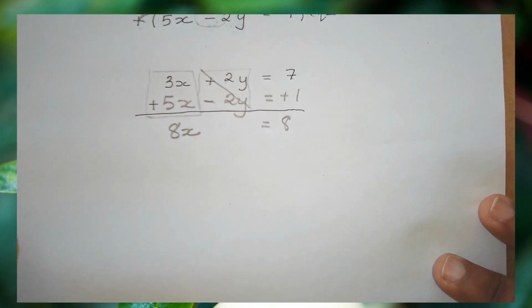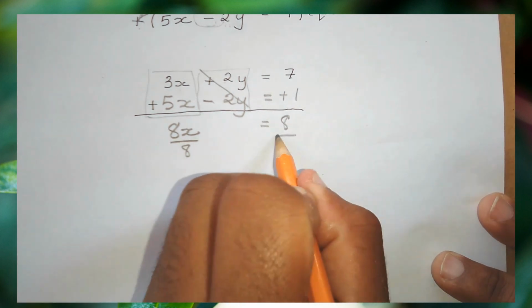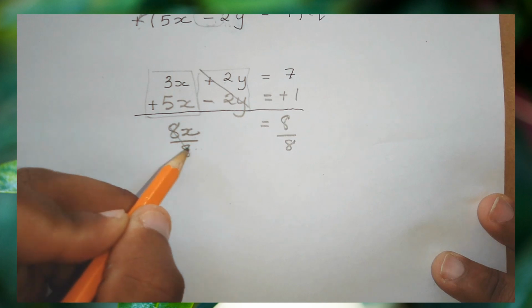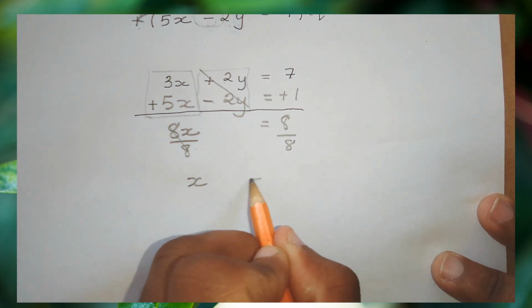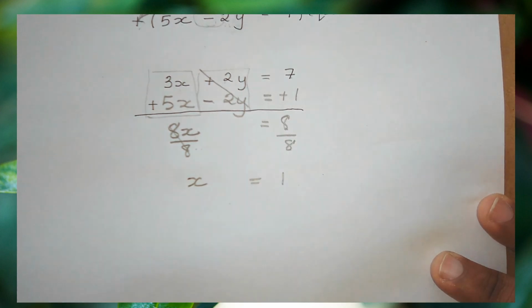So now I need to solve for the value of x. So if 8x is equal to 8, simply I could just divide both sides by 8. So I get x on its own. So this cancels, leaving me just x by itself. That's what we're after. And 8 divided by 8 gives us 1. So the value of x is 1.